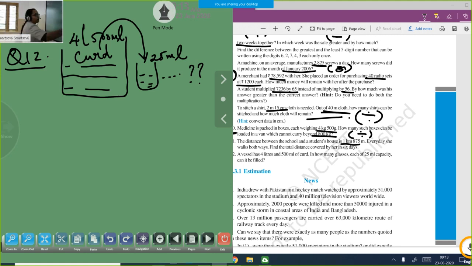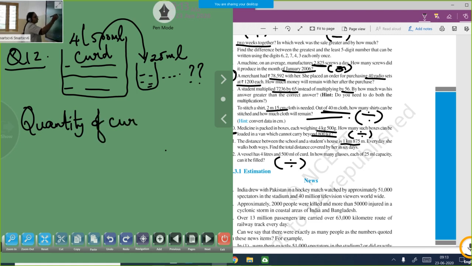So what will we do? How many glasses means we have to do the division. So how to write the statement? First teacher is writing quantity. Quantity or capacity also you can write, okay? Here teacher is writing quantity of curd in a vessel. Or you can write capacity of a vessel. That is a simple step. Quantity of curd in a vessel is 4 liter 500 milliliter.